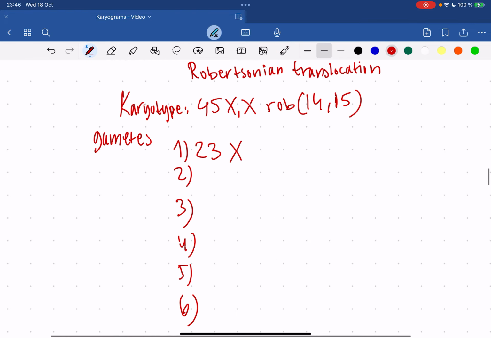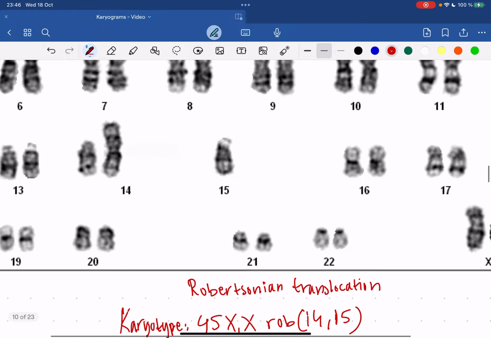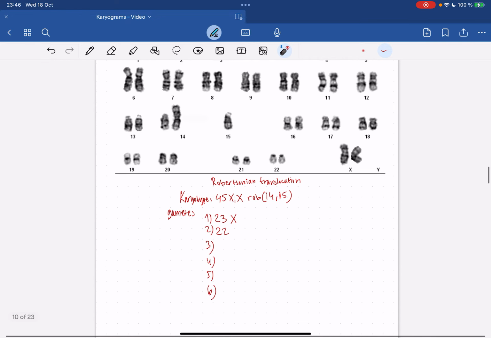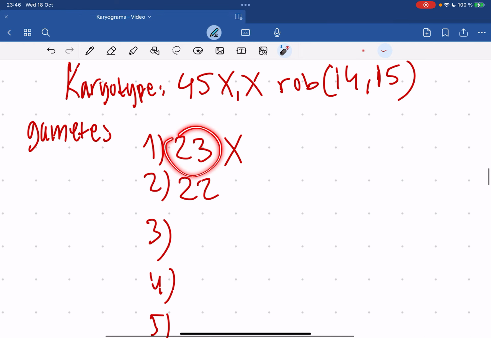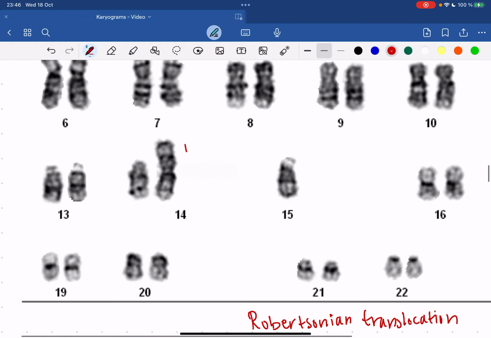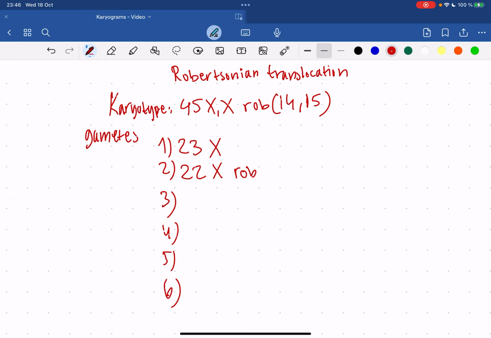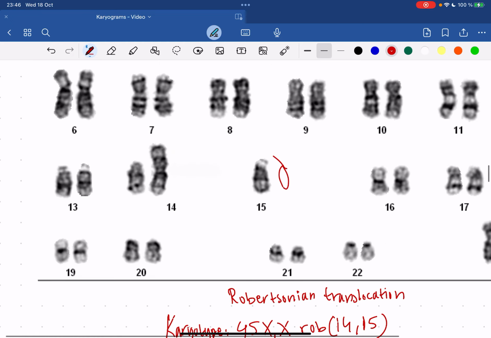So let's write it down. It would be 22. Why? Because we only have 1 chromosome here. We're not taking this one and we're not taking this one. So it would be the normal minus 1, so 22. And then we would write X. And then we would write Robertsonian translocation because it's technically still Robertsonian translocation. So it would be Rob. And it means that 15 went to 14.